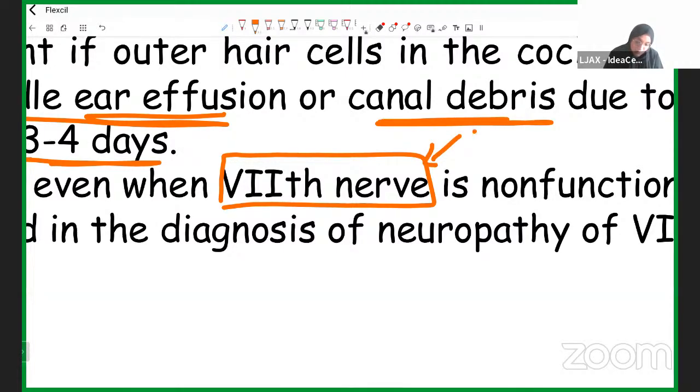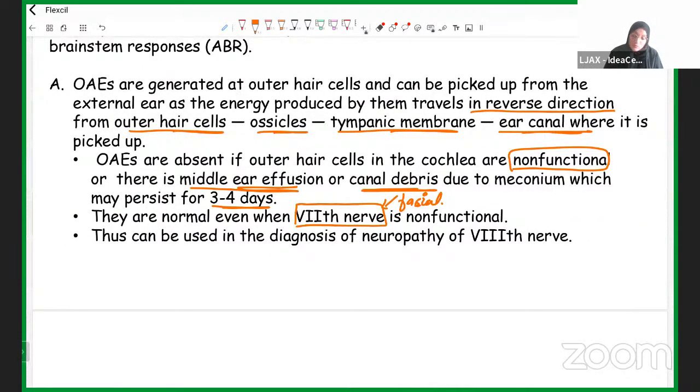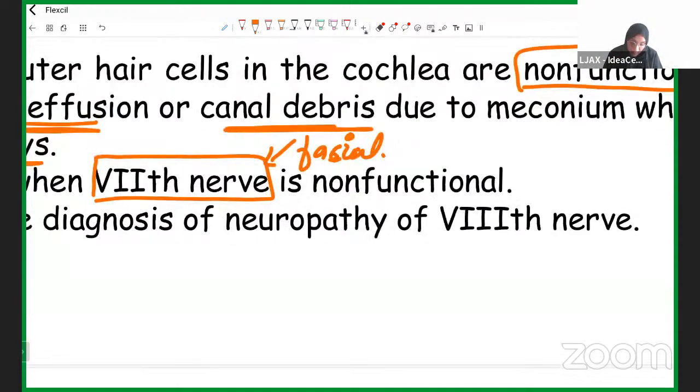The seventh cranial nerve is the facial nerve. So if the facial nerve is non-functional, this test will not be affected. But this test will be affected if you have neuropathy of the 8th nerve.